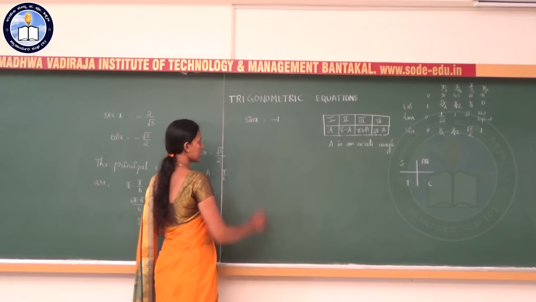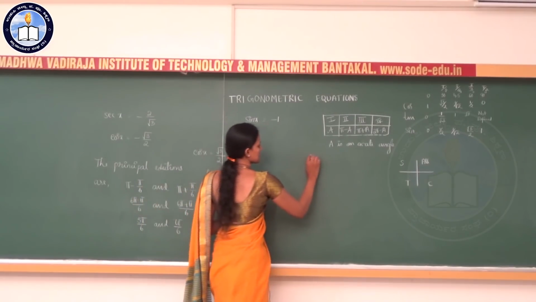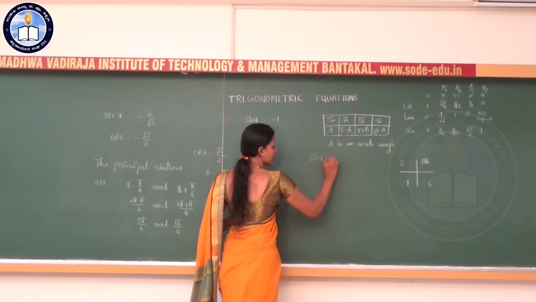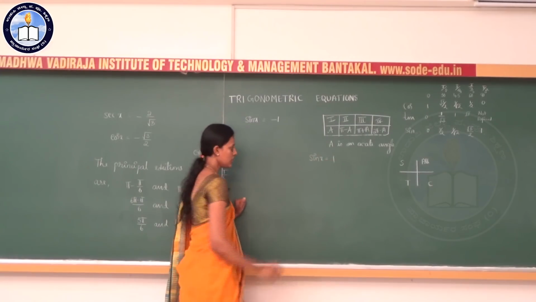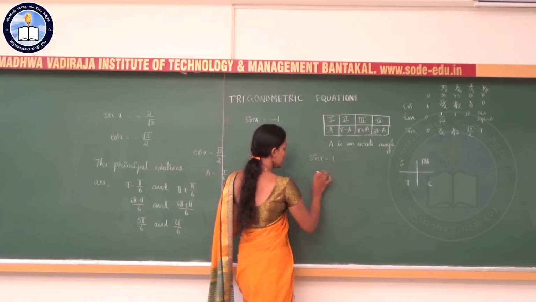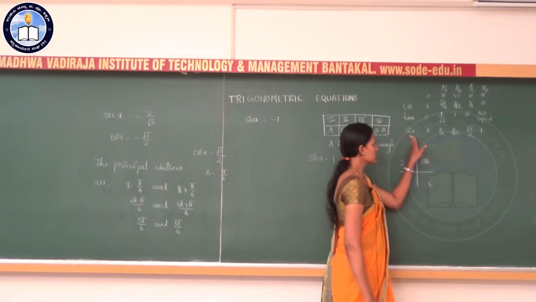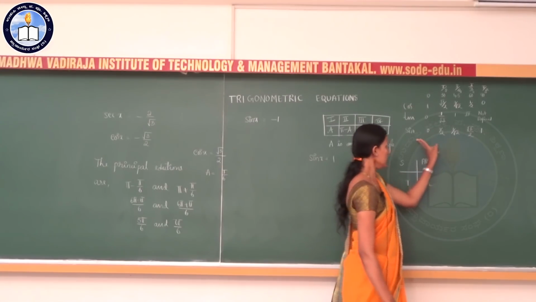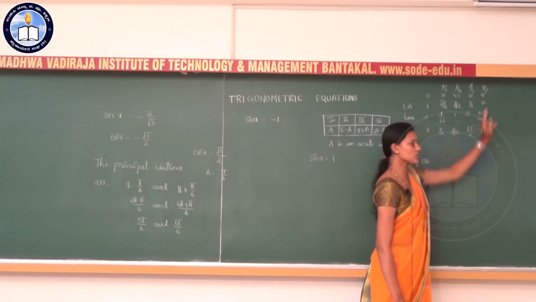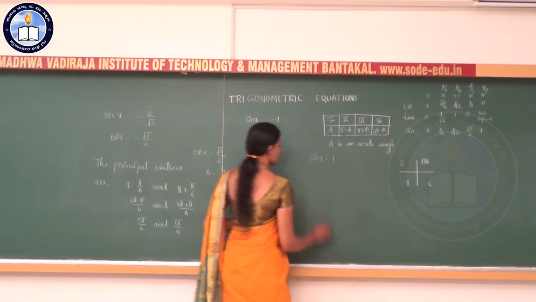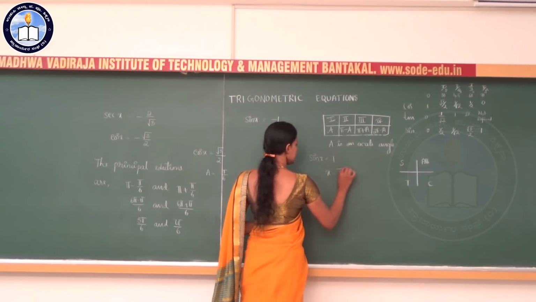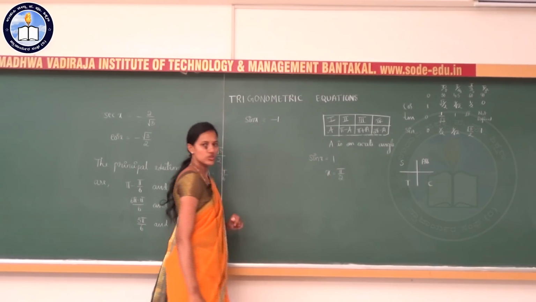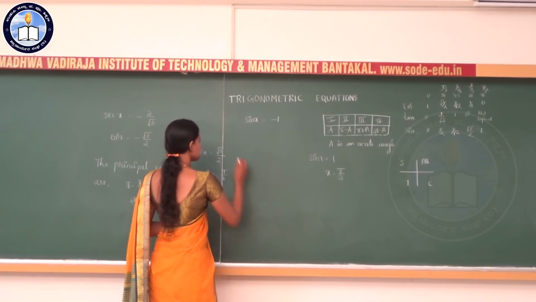What is the acute angle here? Sin x, let us take it as plus 1. So, sin x is equal to 1. Then what is x? Sin of 90 degree is 1 or sin of pi by 2 is 1. So, the angle is pi by 2, the quadrant angle.